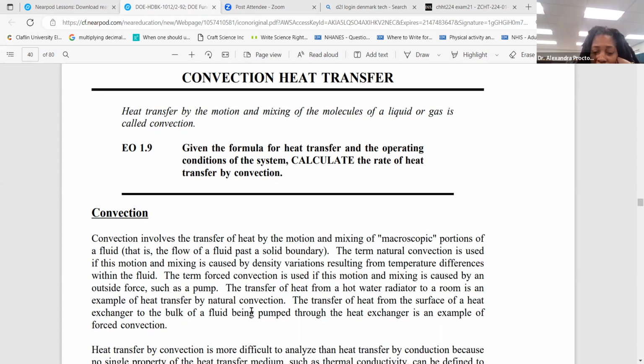The transfer of heat from a hot water radiator to a room is an example of heat transfer by natural convection. The transfer of heat from the surface of a heat exchanger to the bulk of the fluid being pumped through the heat exchanger is an example of forced convection.